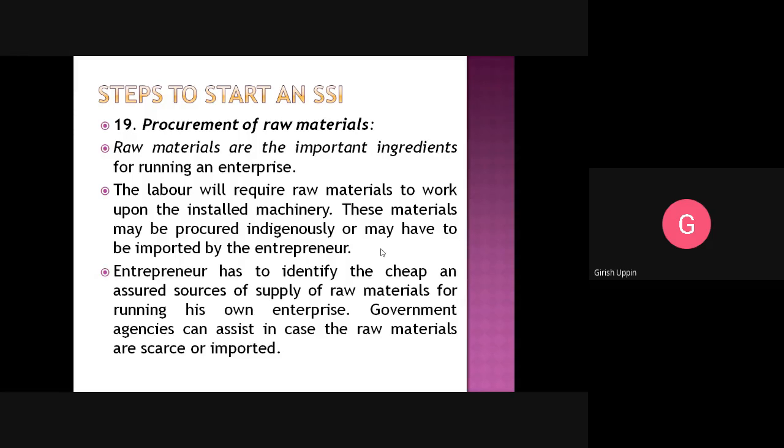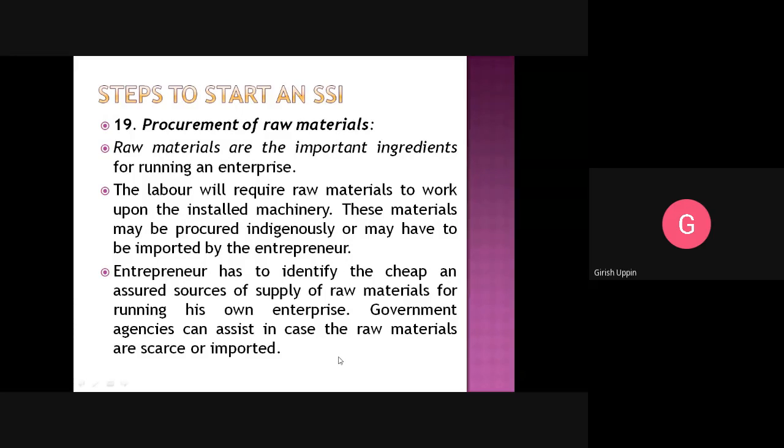Okay, so the labor will require the raw materials to work upon, and those raw materials could be available locally or indigenously inside India, or some of the raw materials have to be imported. So all those things have to be done. The entrepreneur has to identify the cheap and assured source of supply of raw materials for running his own enterprise. Government agencies can assist in case the raw materials are scarce or imported.